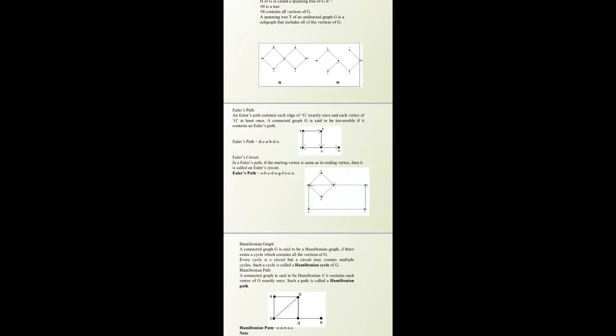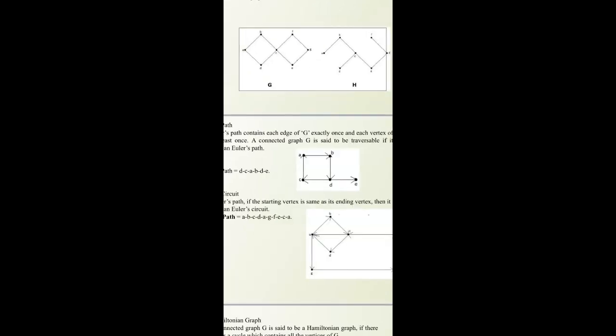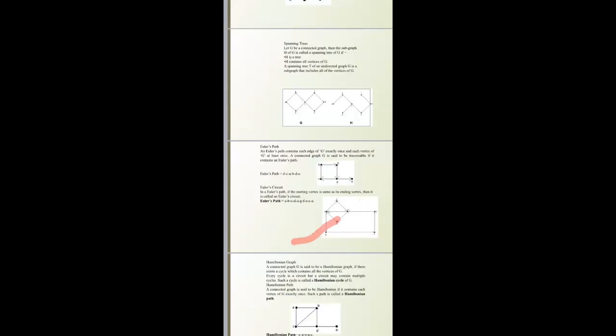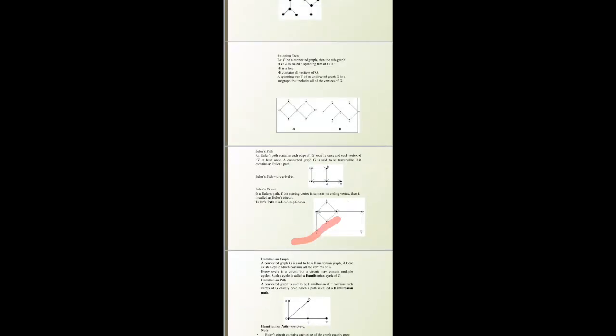Next one is Euler path. What is Euler path? Euler path contains each edge of G exactly once and each vertex of G at least once. Okay. First of all, is everyone very clear about vertices and edges? Now, what is Euler path? Euler path is the path in the graph where every edge should come once.